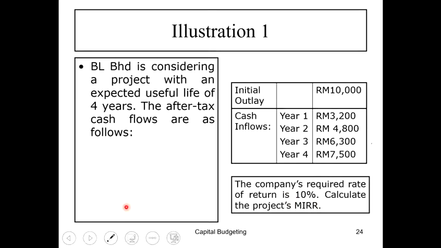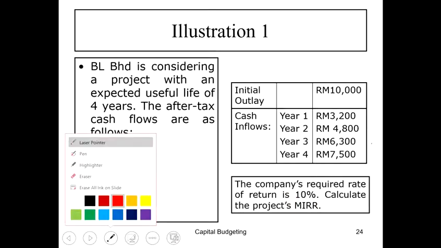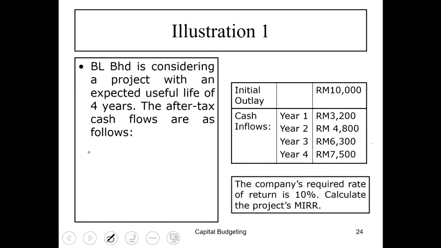Okay. So to calculate the MIRR, kita ada 3 step. First step, kita kena determine the present cash outflow. So itu this one lah, initial outlay. So this is the step 1. Step 1. So kita ada 10,000 step 1. Step 2, kita kena kira future value of the cash inflow.